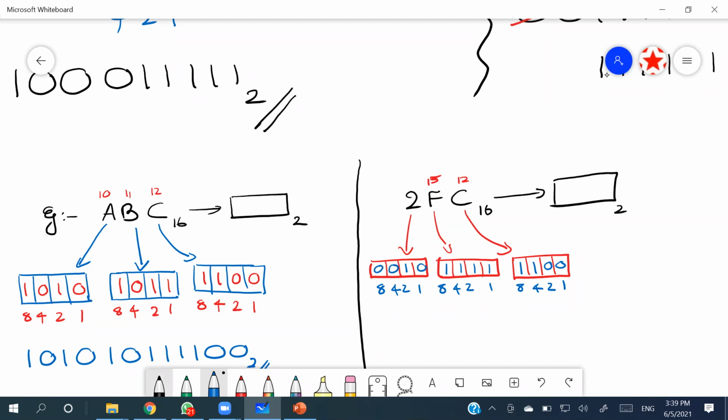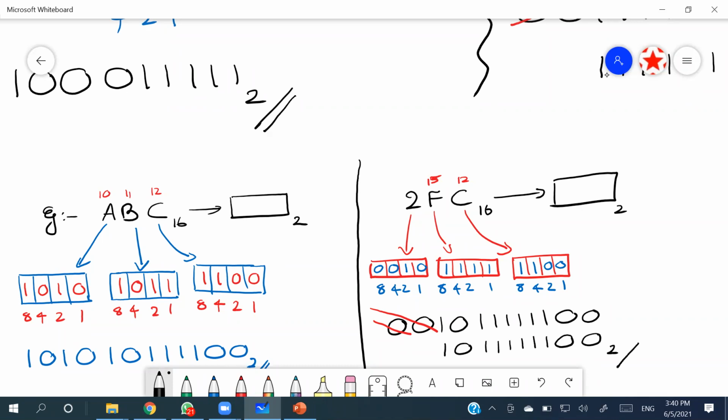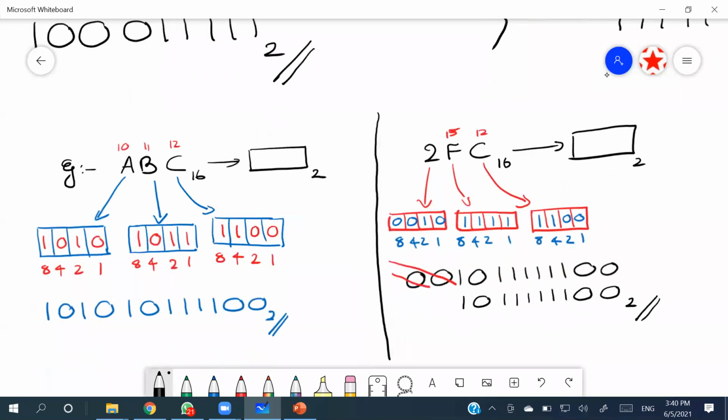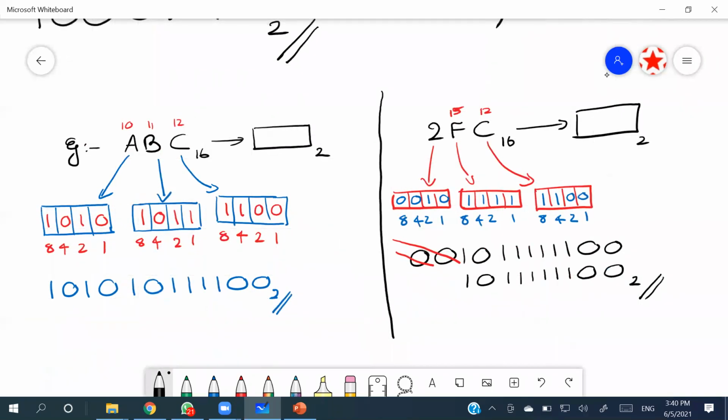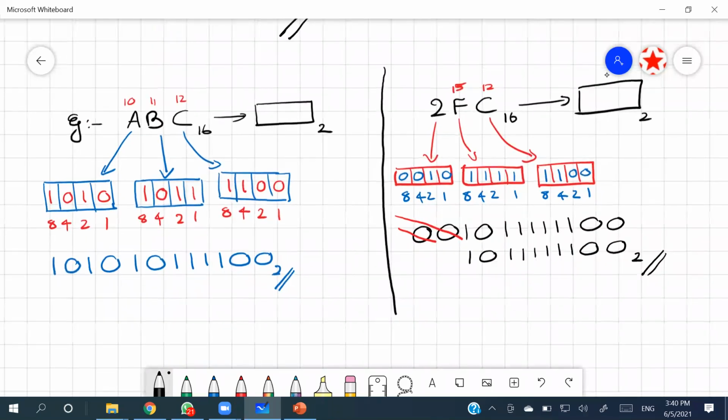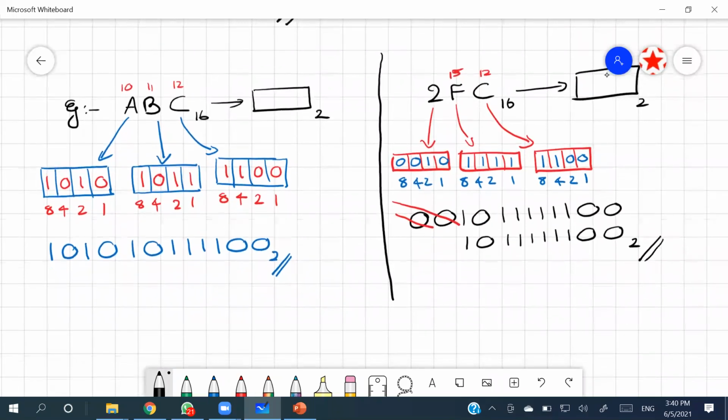So those are zeros. So we can write the answer 0 0 1 0 1 1 1 1 1 1 0 0. And here we can cut down the leading zeros, right? So the final answer is going to be 1 0 1 1 1 1 1 1 0 0 in binary. All right, here you go. Write the conversions. And I'm going to write the questions right beneath.